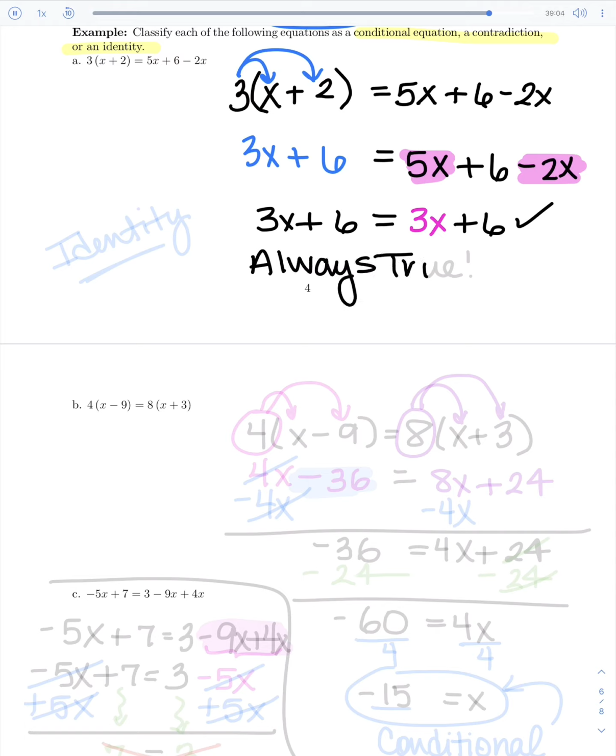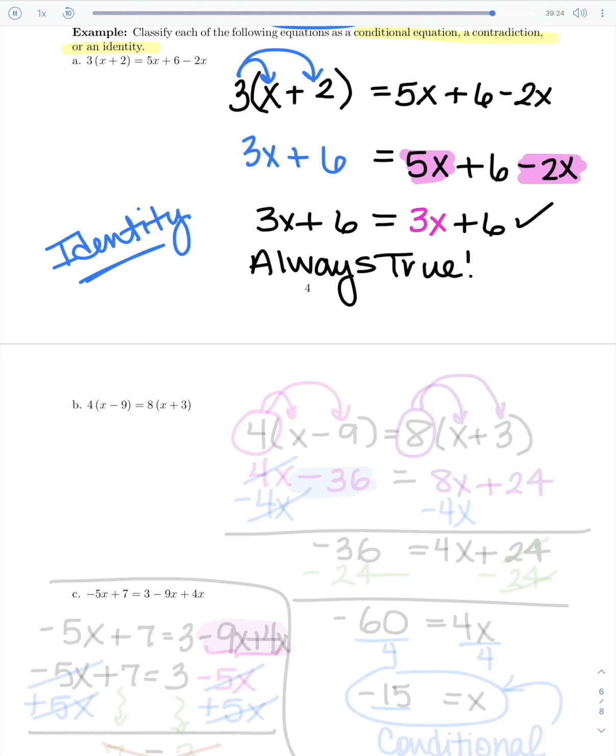What special case is always true? Meaning anything you plug in for x will work. That's when we have our identity. That's our answer for A. Now let's take a look at B.